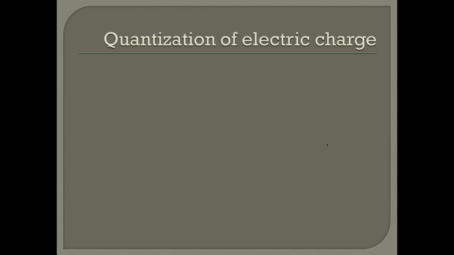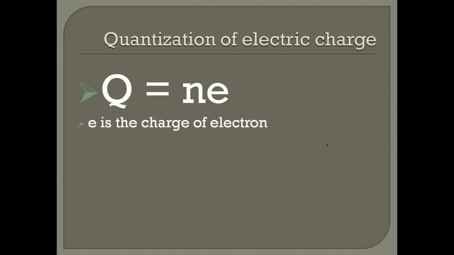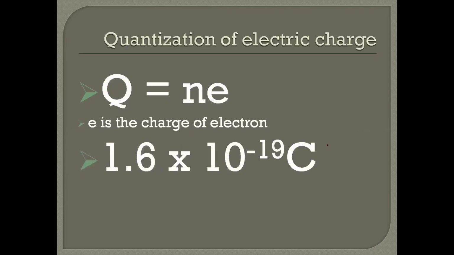Mathematically, we can write quantization of electric charge as Q is equal to N times E, where E stands for the charge of an electron. Its value you should study. It is 1.6 into 10 raised to minus 19 coulomb. And N stands for the number of electrons. This N should be an integer, which means it can take the values 1, 2, 3, 4, etc.